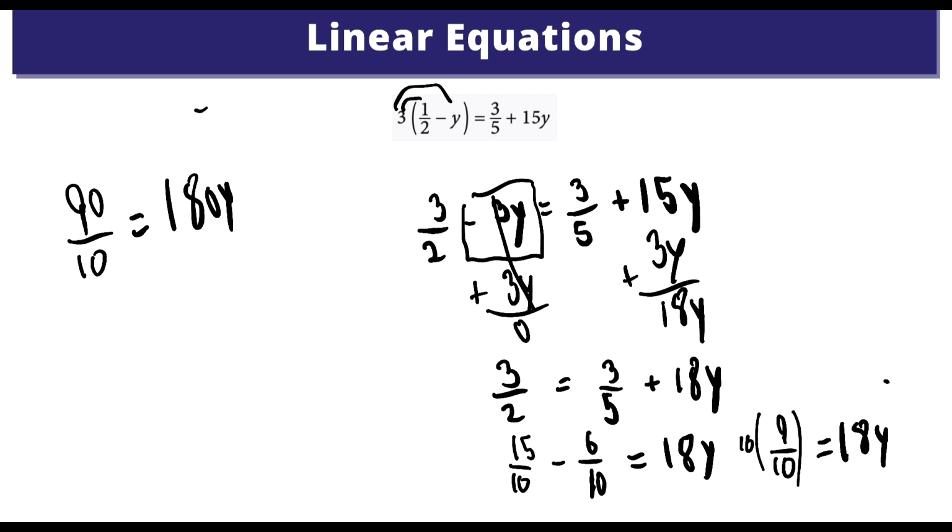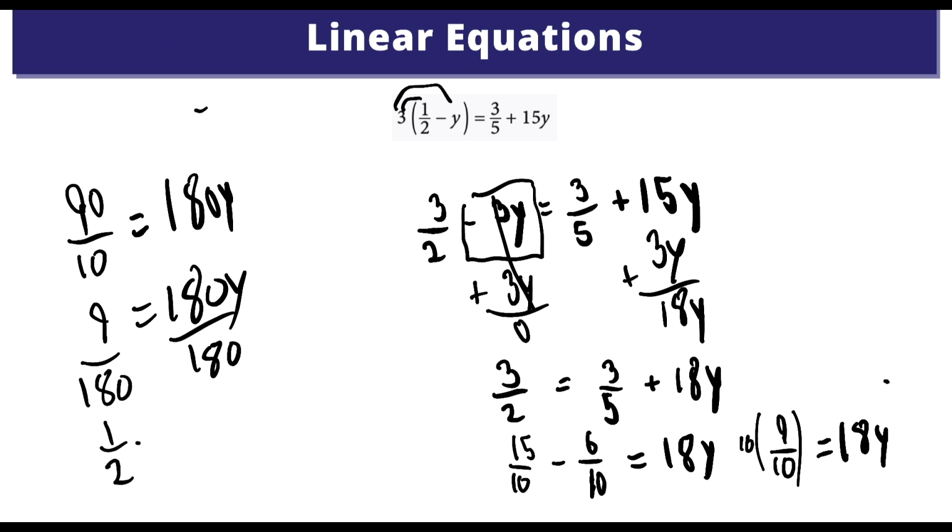We could say 9 equals 180y. And then we could just divide 180 by both sides. And when we simplify this through, we get 1/20 equals y. Right over here. Like I said, this is one of the more complicated problems you'll see on this exam, but it's always important to know so you could get your highest possible score.